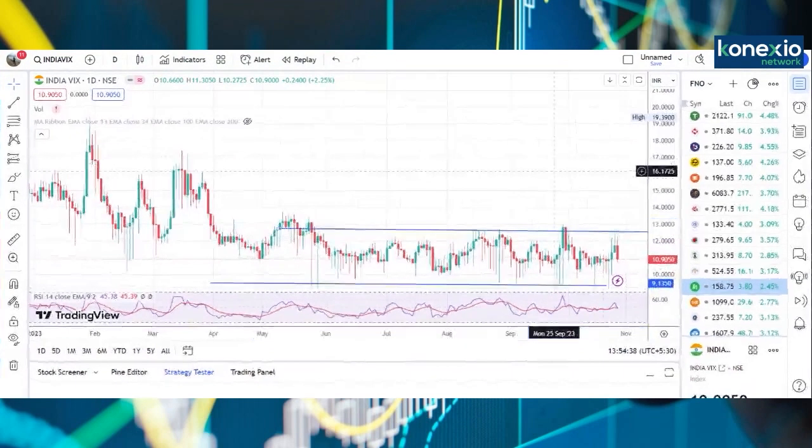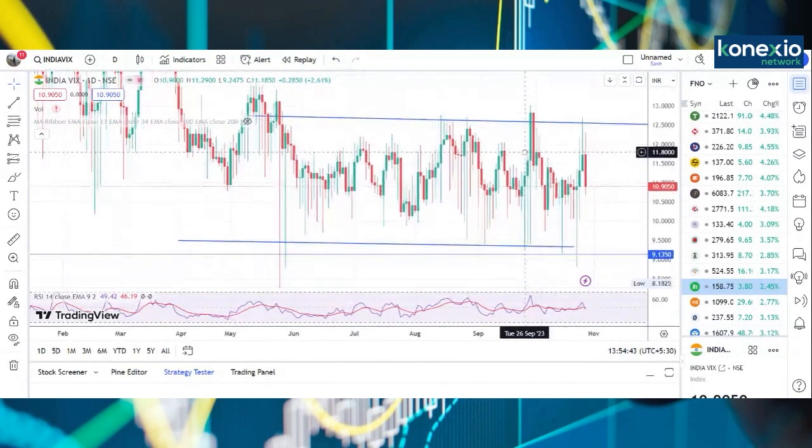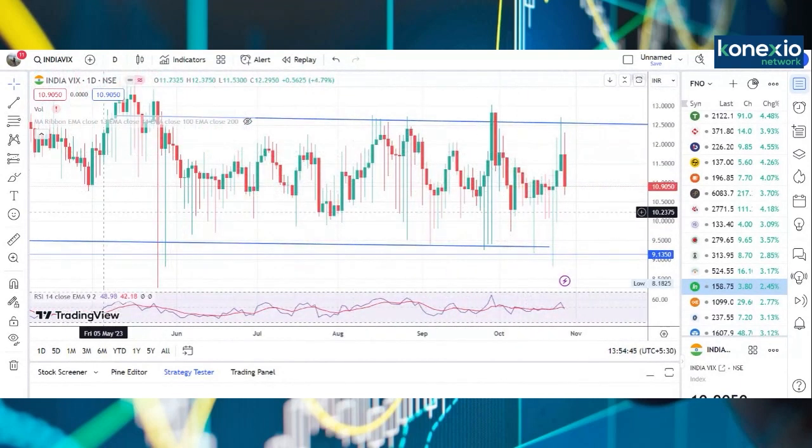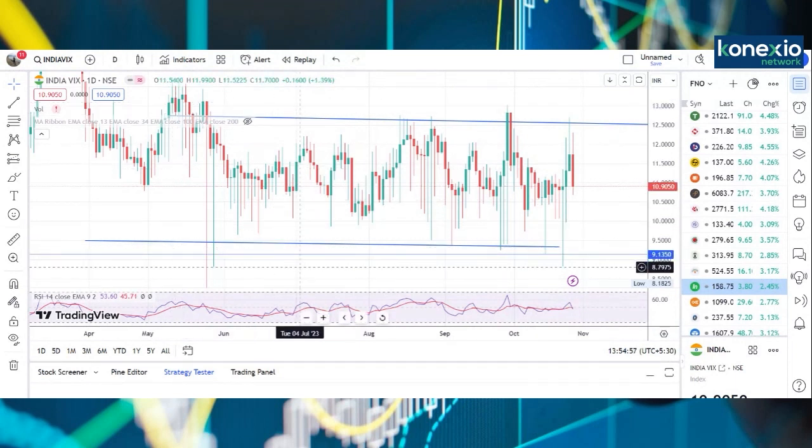You can clearly see it is trading in a very broad range. Let me stretch the chart so we will have a clear view. Since last couple of months, to be precise, since May 2023, India VIX has been trading in a broad range of 13.10 on the upside, and on the downside almost 9, or maybe almost 8.80. Last week it has tested the upper band, and you can see multiple times when VIX has tested the upper band, it has corrected and markets have rallied.